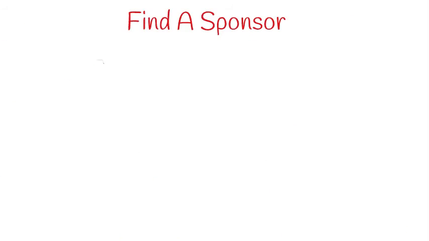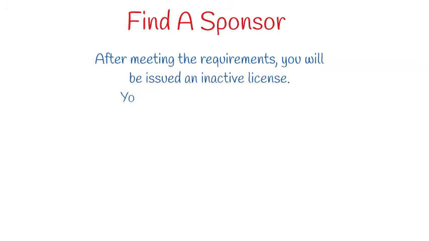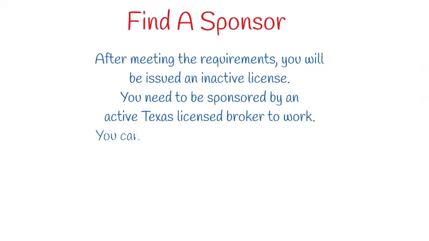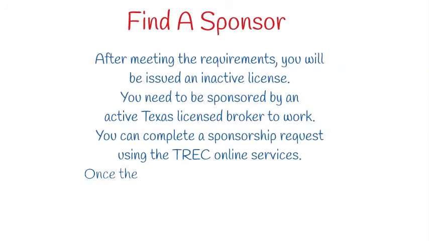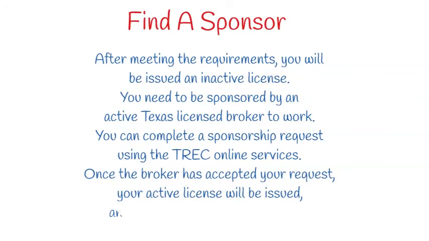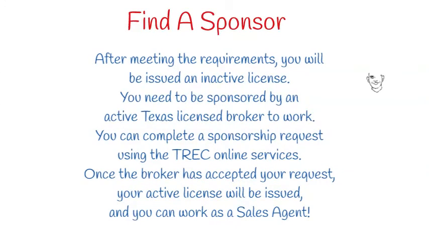Now you will need to find a sponsor. After meeting the requirements, you will be issued an inactive license. You need to be sponsored by an active Texas licensed broker to work. You can complete a sponsorship request using the TREC online services. Once the broker has accepted your request, your active license will be issued and you can work as a sales agent.